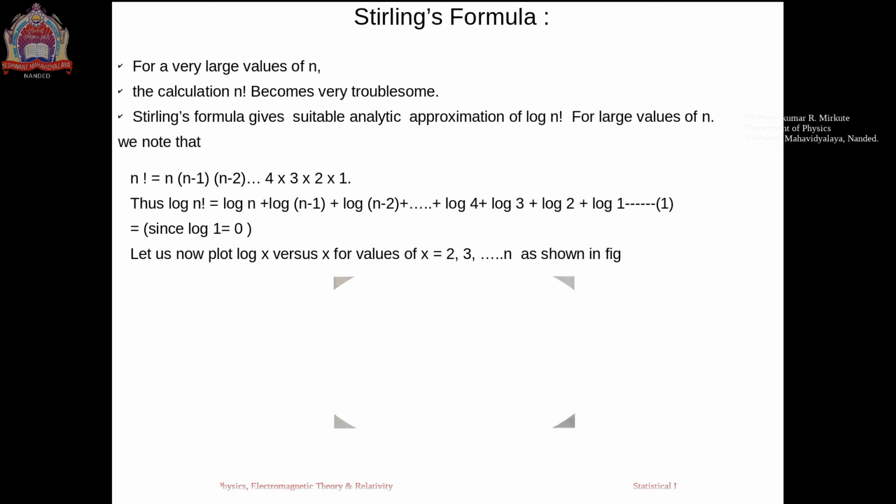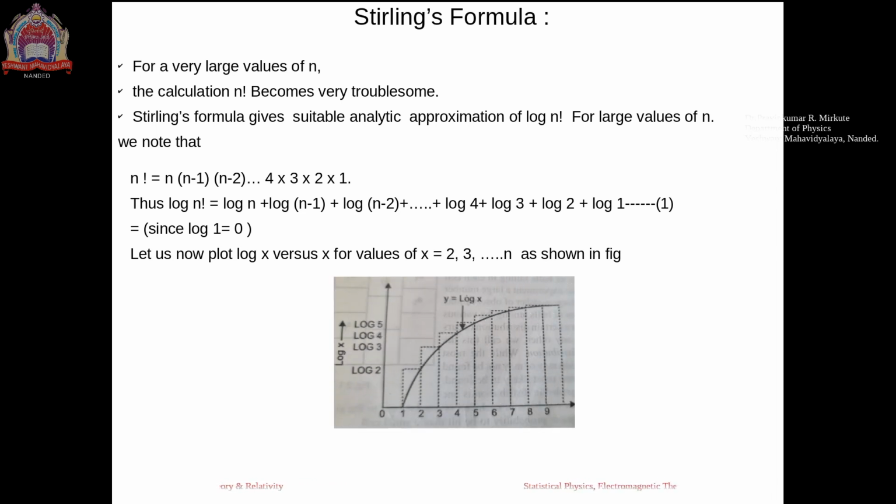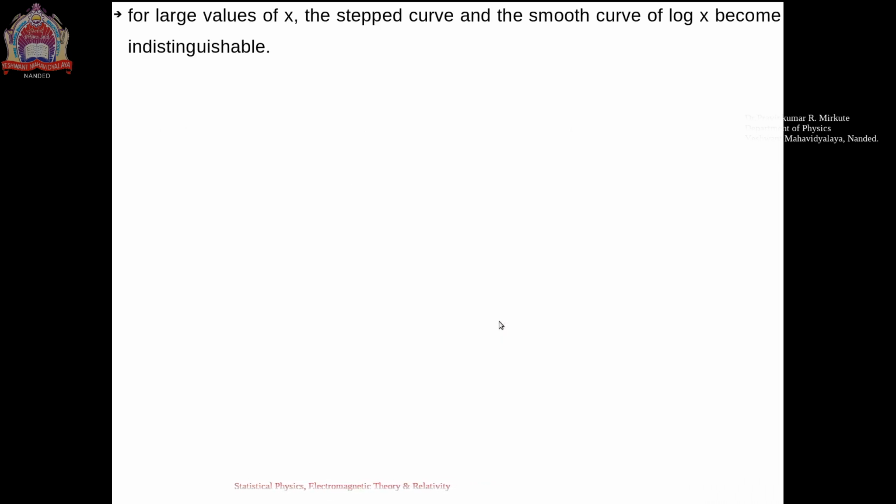So in the figure we are describing the nature of x versus log x. Here the stepped points for each value have y equal to log x. After that we cannot calculate the value of log. So the area under the stepped curve is the summation from x equal to 2 to n of log x, which is equal to log of n factorial. For large values of x, the stepped curve and the smooth curve of log x become indistinguishable.